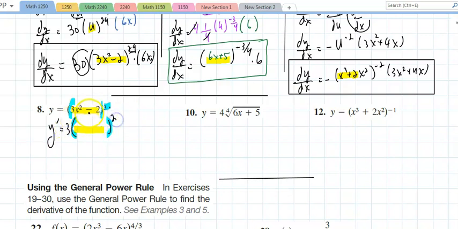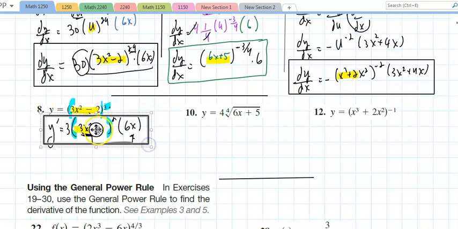Subtract 1 from the power. Copy whatever that is, times the derivative of the inside. What's the derivative of 3x squared minus 2? And there it is. It was 30. Remember, it was 3. I made it 30 here. I left it as is.